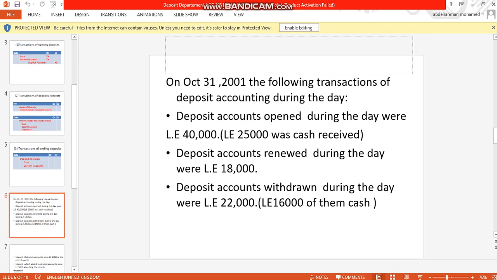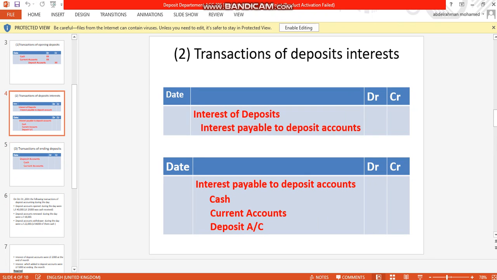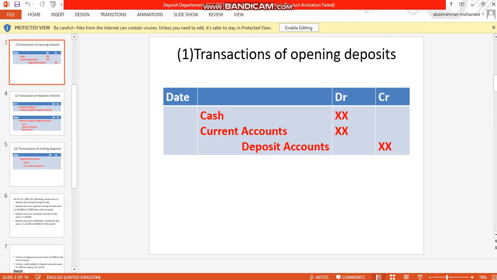Okay, as a start, when issuing a deposit account, the journal is from cash or current account by deposit. That means someone, for example, needs to issue a deposit account, deducting the amount from his current account if he already has a current account in the bank. If he hasn't, he can pay the amount of deposit by cash. Journal from cash by deposit account or current account by deposit accounts.